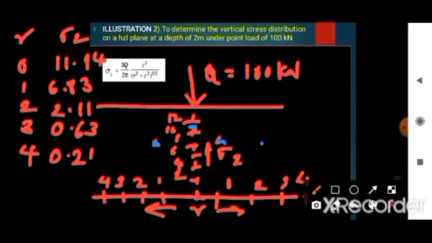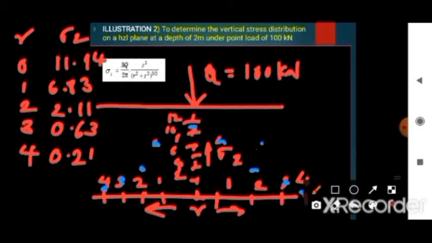So now the next point is 2.11 at a radial distance of 2 meter, so that means between 2 and 4. Then at 3 meter radial distance, we are getting 0.63, so between 0 and 1. And the last value, for radial distance 4 meter, is 0.21, still less than the previous.